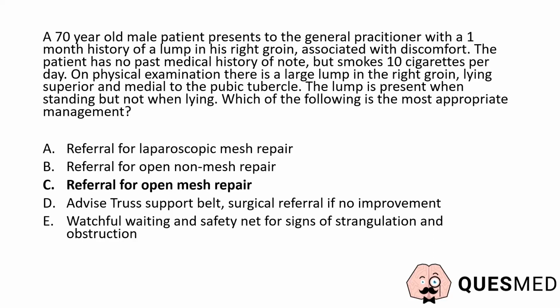Truss support belt with a surgical referral, if no improvement, is the management of choice for patients with a very high surgical risk and a low life expectancy. Patients with larger symptomatic inguinal hernias should be managed surgically where possible. And watchful waiting is the management of choice for small asymptomatic inguinal hernias. However, again, this patient has a large hernia which is causing symptoms, so a surgical referral is appropriate. And we'll move on to the next slide.